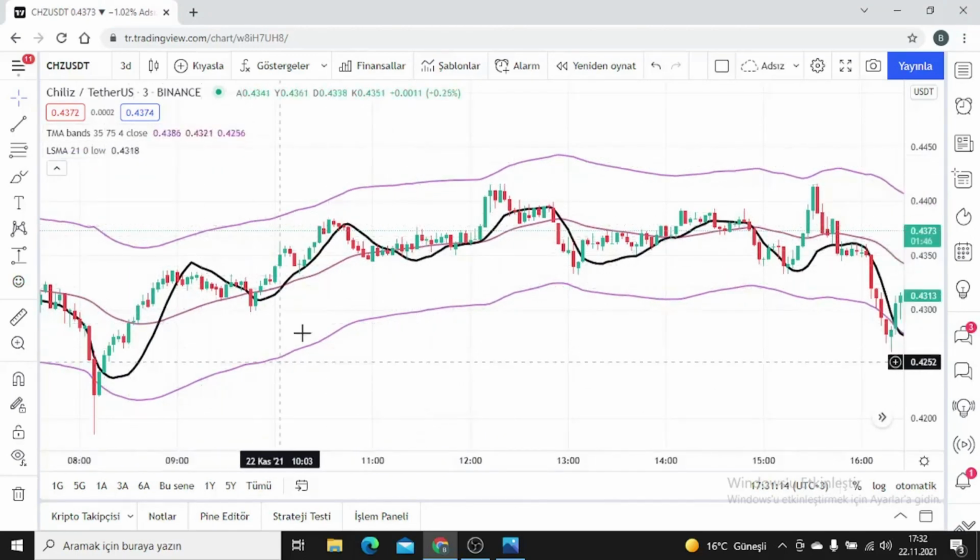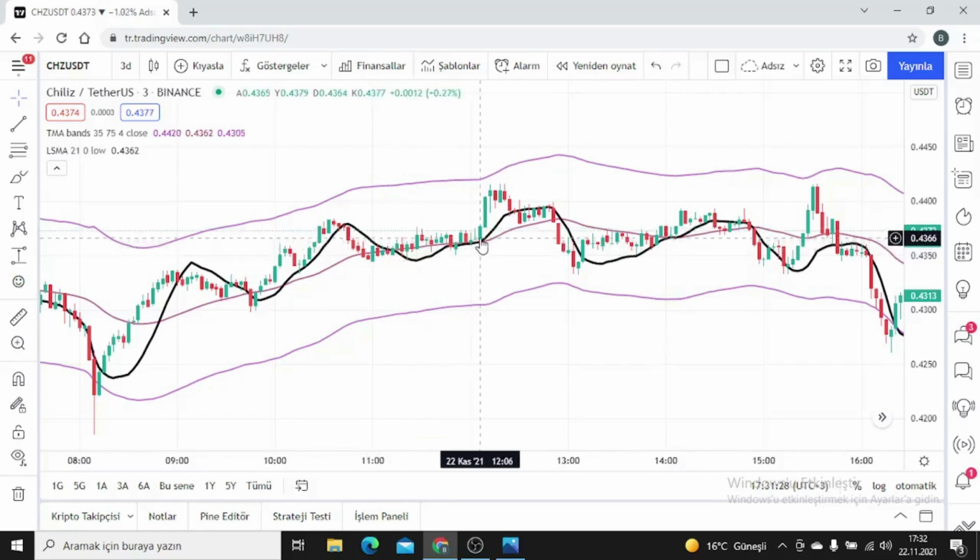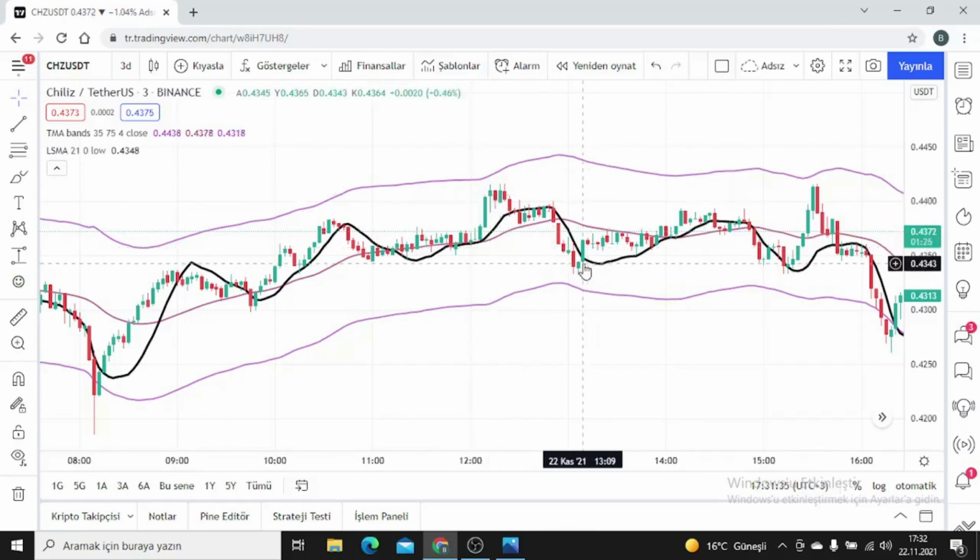I wanted to tell you these, and as I said again, we need to check the TMA as a support and resistance, that is, where the price is on the TMA when it breaks the LSMA. For example, I give an example. Here the price jumps over the LSMA and moves in the middle band of the TMA, as you can see. It does not stop, it continues in the same way. There is a price increase.